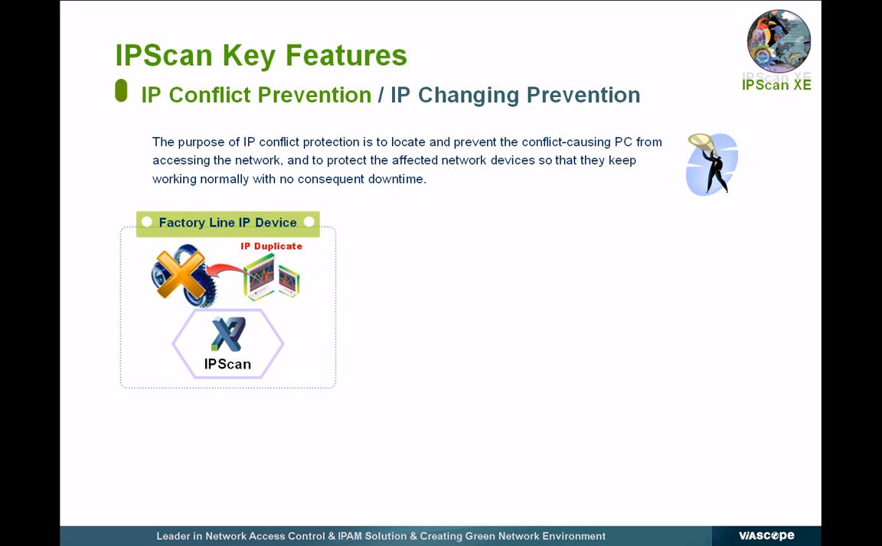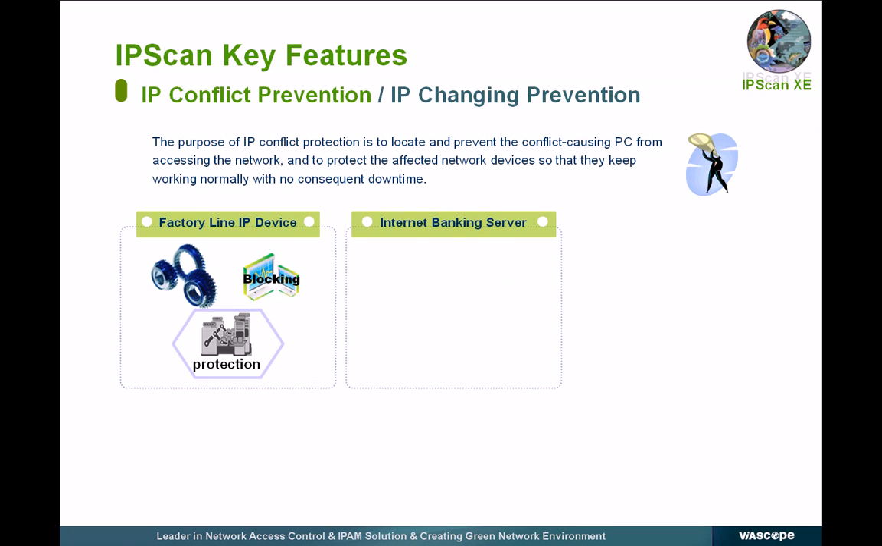In such a case, factory machinery featuring IP conflict protection can be protected by the very function, and the network admin can block troublemaking PCs from accessing the network immediately, therefore potentially preventing a huge financial loss. From the financial viewpoint, terminals such as ATM machines, internet banking servers, and bank teller machines can cause huge financial and customer information losses if they are shut down. In the meantime, the network admin can use the IP conflict protection to block the trouble-causing device and protect the internet banking server from unauthorized access.